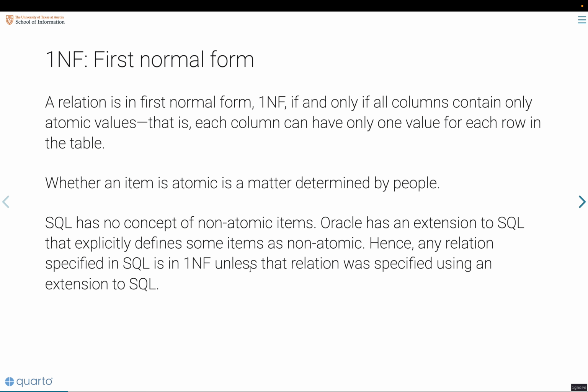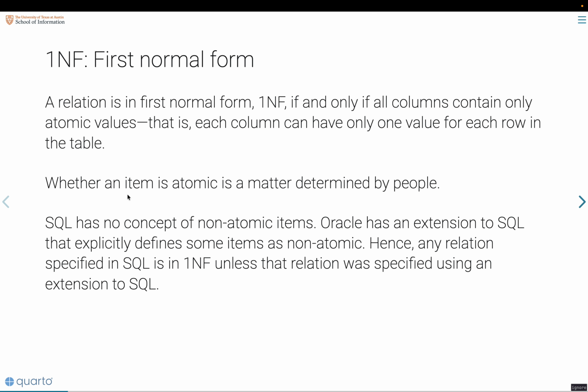So good news, everyone. Your relation is already in first normal form, because whether an item is atomic is a matter determined by people. SQL has no concept of non-atomic items. Oracle does. Oracle has an extension to SQL that explicitly defines some items as non-atomic. But in any other database but Oracle, any relation specified in SQL is in first normal form unless that relation was specified using an extension to SQL. Okay, so everything is atomic.